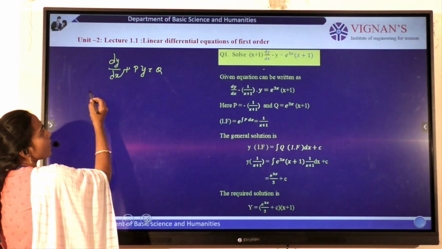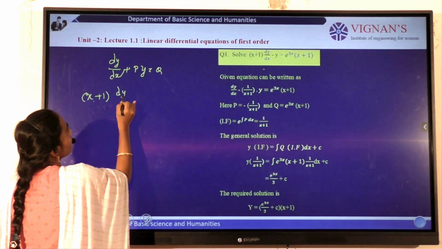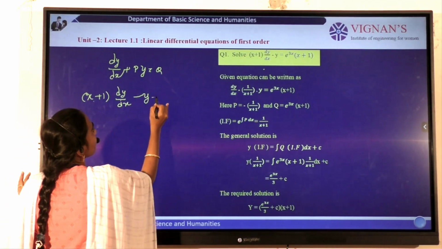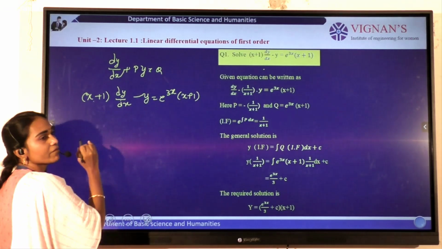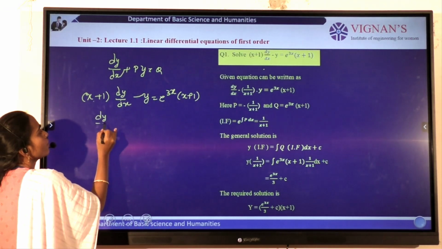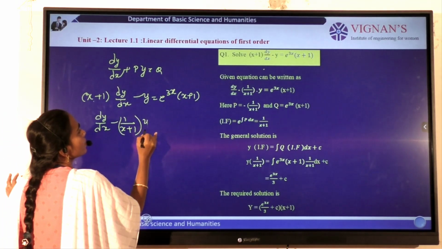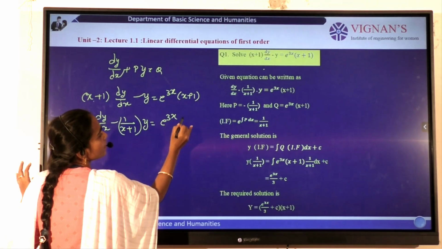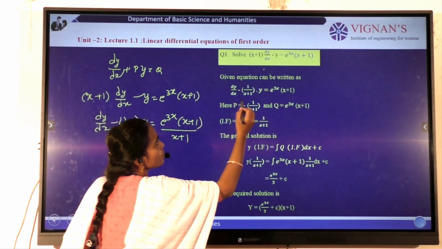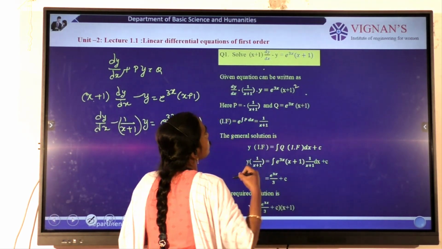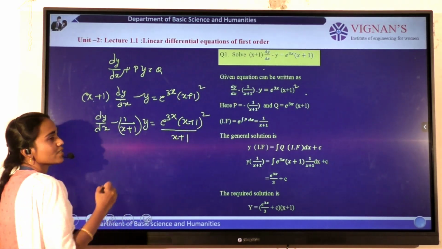Now observe this question, x plus 1 into dy by dx minus y is equal to e power 3x into x plus 1. After dividing with x plus 1, we have dy by dx minus 1 by x plus 1 into y is equal to e power 3x into x plus 1 by x plus 1. There is a small correction here, we have x plus 1 whole square. So x plus 1 whole square by x plus 1.